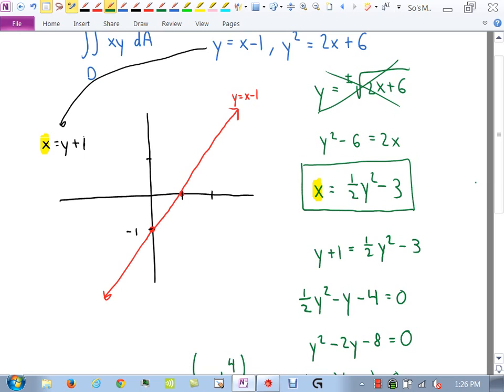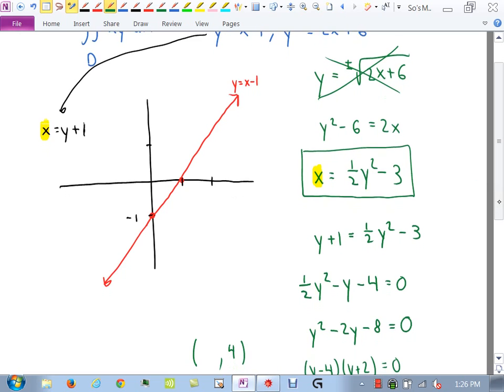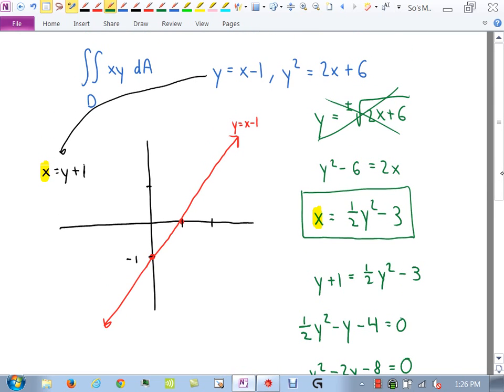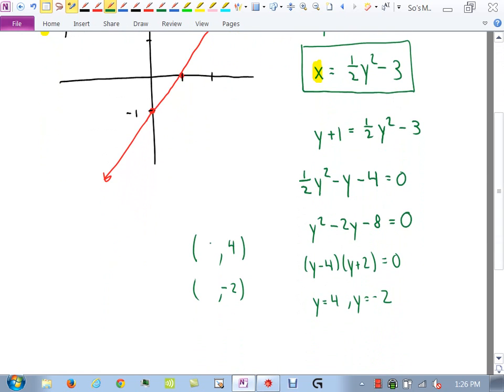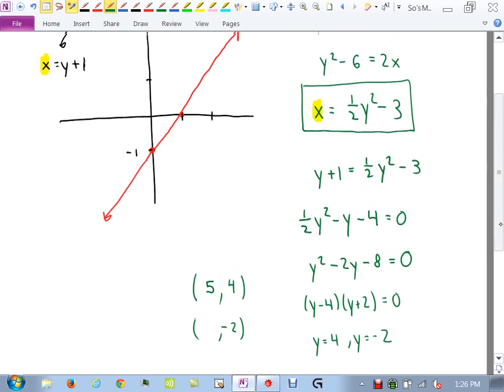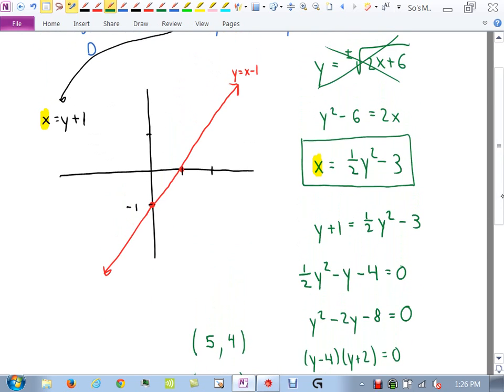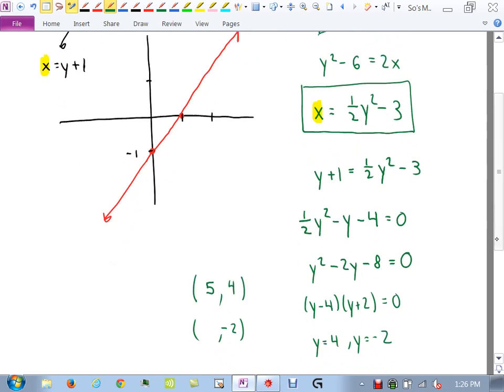So I can use either one, and it should give me the same answer, right? Because it's where they hit each other. So I go with the easier one. If y is 4, x is what? Yeah, right. Into the first one right here. If y is 4, x is 5. So that means 5 here. And if y is negative 2, x is what? Negative 1.